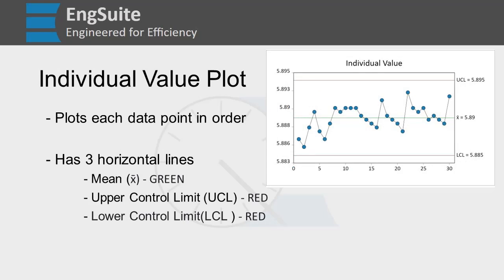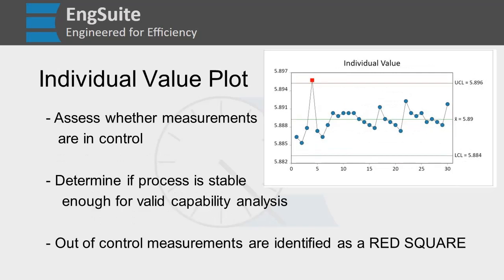below. It has three horizontal lines. The green one, X bar, is the mean of this sample data. The upper is the upper control limit, and the lower red line is the lower control limit. An individual value plot is used to assess whether your measurements are in control.